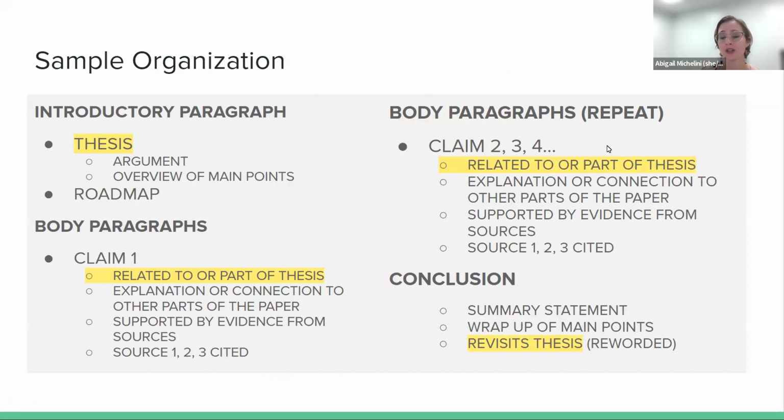As a reminder, as you go to organize your paper and do your outline, you want to revisit that thesis throughout it. You're proving a different part of it in each paragraph of your paper, all right? And make sure that you revisit it, reword it at the end.